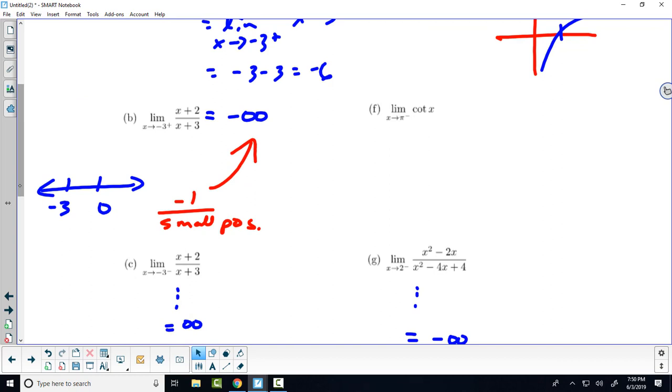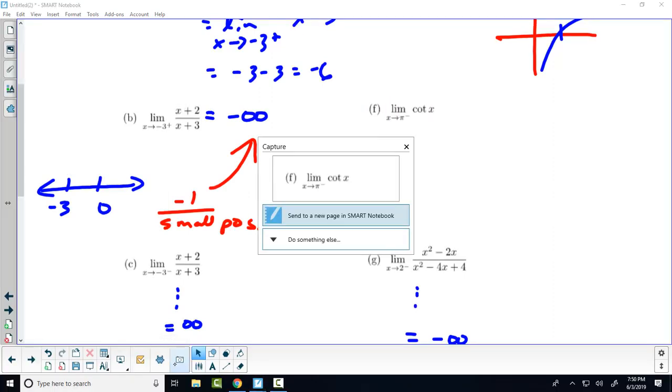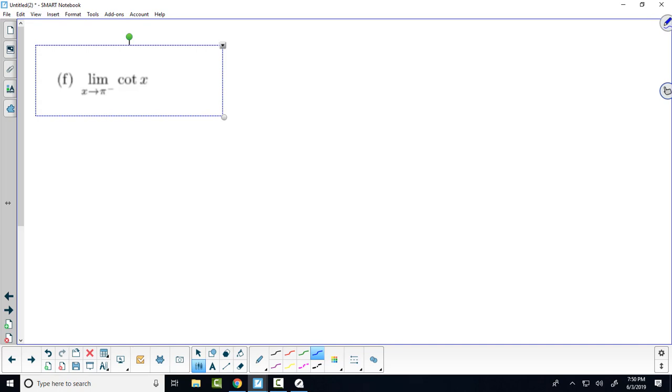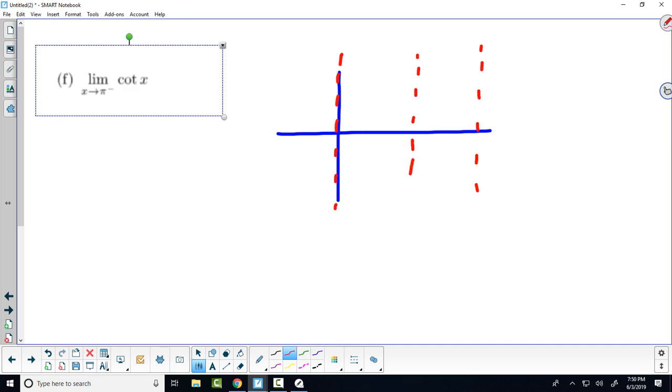Two ways to handle this one. One is to say, aha, somebody told me I better memorize the graphs of all my trig functions, so I did. What does the graph of the cotangent curve look like? It's got asymptotes at all the odd multiples of pi. Oops, that's not true. It has asymptotes at all the multiples of pi.